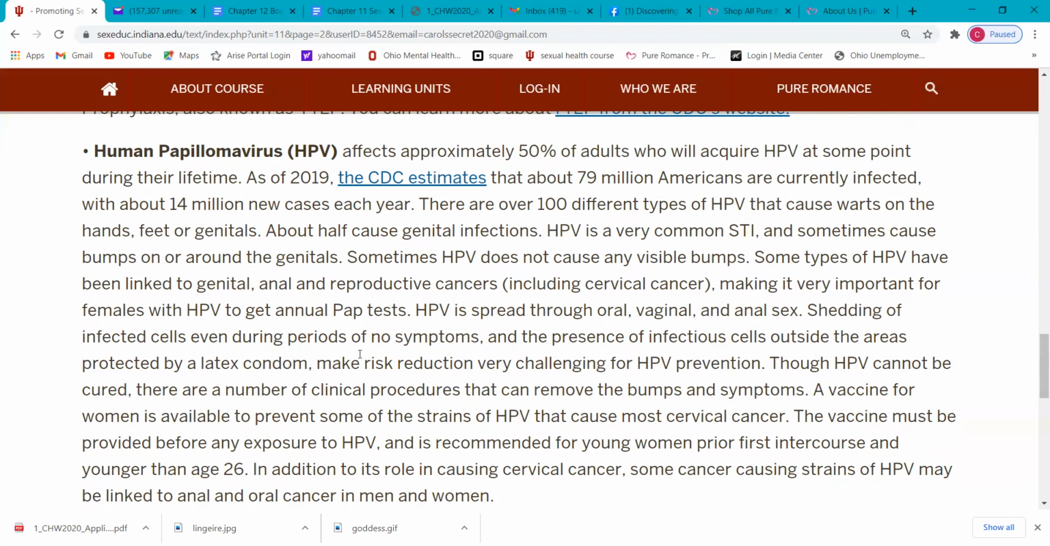Sometimes HPV does not cause any visible bumps. Some types of HPV have been linked to genital and reproductive cancers, including cervical cancer, making it very important for females with HPV to get an annual pap test. HPV is spread through oral, vaginal, and anal sex. Shedding of infected cells even during periods of no symptoms, and the presence of infectious cells outside of the area protected by a latex condom, make risk reduction very challenging for HPV prevention.